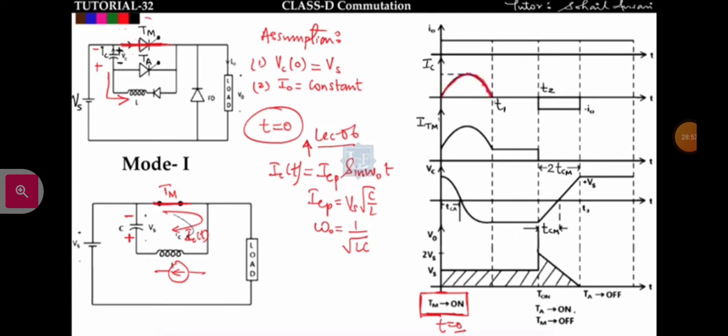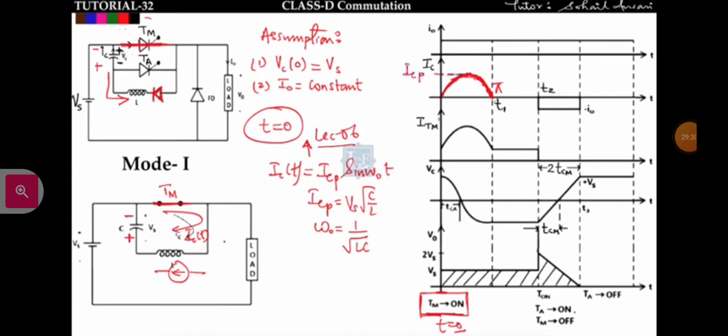It will be sinusoidal from 0 to t1. Got it? The capacitor current will be sinusoidal. After pi, the current does not go in reverse because of this diode. So the capacitor current I will get only till pi. This is the pi. After pi, the current will not be reversed because of this diode connected in series with the inductor and capacitor. Is it fine? So finally IC of t is equal to ICP sin omega naught t, and the maximum current is equal to ICP.